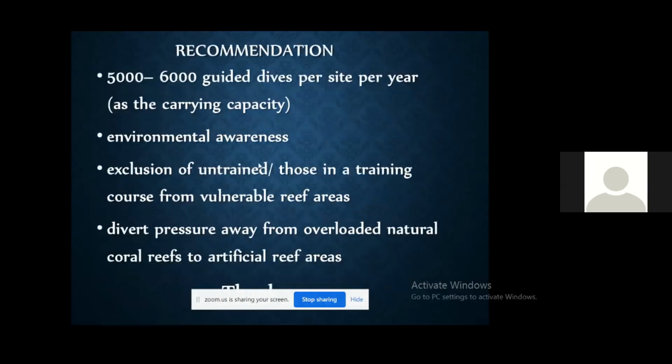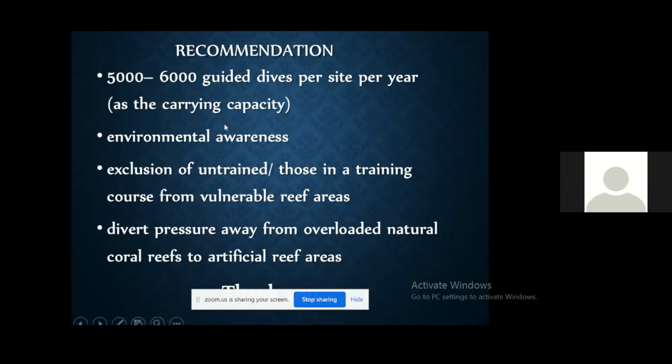So the recommendation in the article was that 5,000 to 6,000 guided divers per year should be recommended as the carrying capacity for each site in Eilat. That's based on the findings.